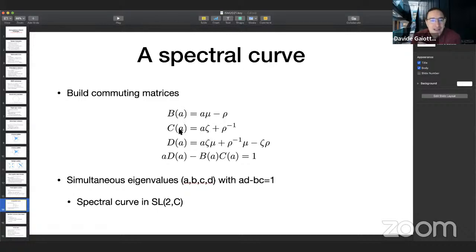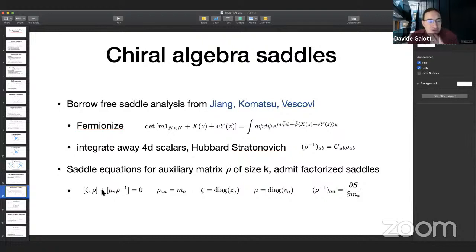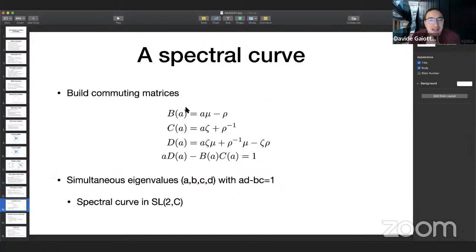Another property of these matrices B and C is that the product BC, because there is a rho and rho inverse, has a 1. So you can define a new matrix D so that AD minus BC is equal to 1. So every time you can find a solution of the saddle equations, you can also find this collection of three matrices, B, C, and D, which satisfy this relation. Why is this interesting? Well, because now you can study a spectral problem and find a spectral curve. For each A, I diagonalize B, C, and D. I can do that because they commute. So I look for a simultaneous eigenvector of B, C, and D.